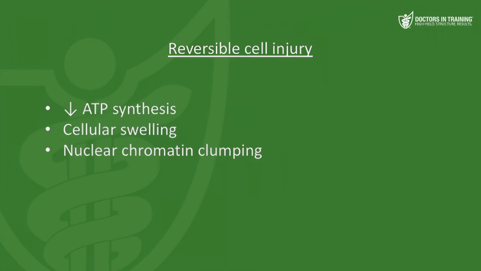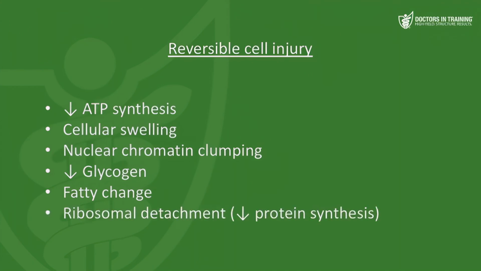You can also see this with a decreased glycogen, a fatty change of the liver or of the cells. So you might see this in hepatocytes if you go maybe binge drinking or if you have a Tylenol overdose. Also ribosomal detachment resulting in decreased protein synthesis.